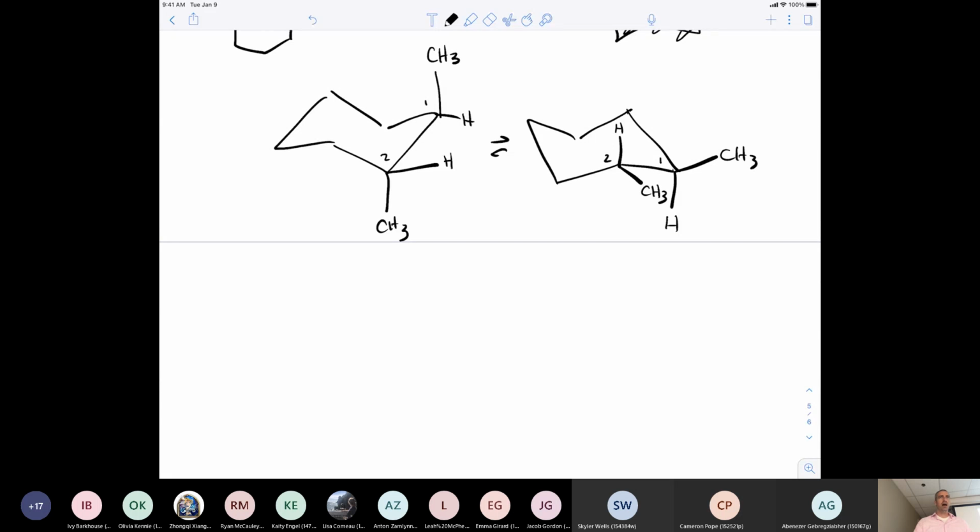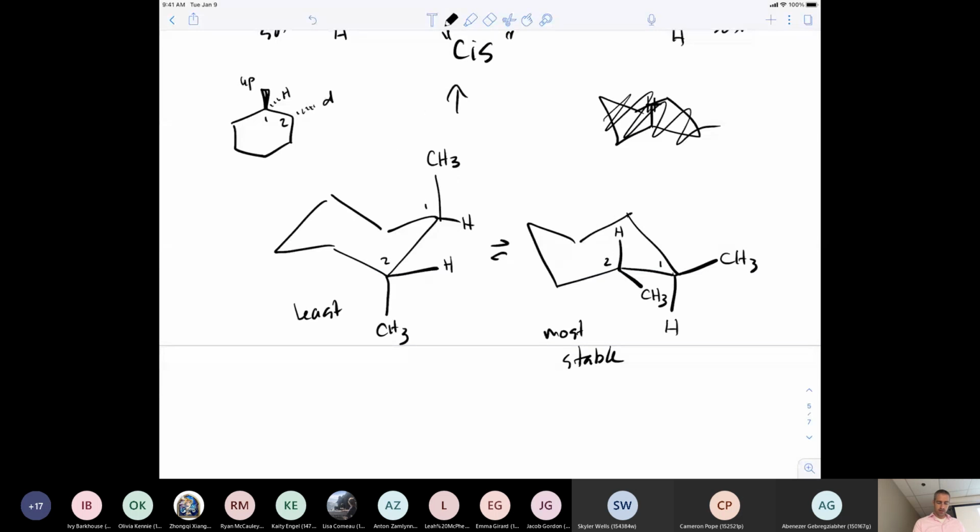The second structure, how do you think that is in terms of stability? Yeah, it's the best one of them all. And why is that? Yeah, 2 equatorial groups. So this is most stable. This is least. And the 2 above are intermediate.